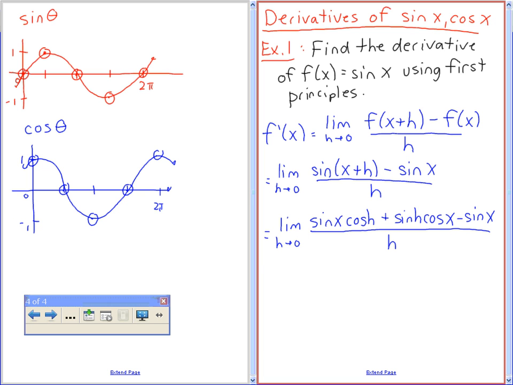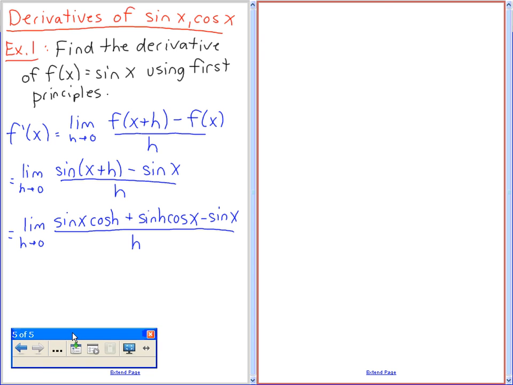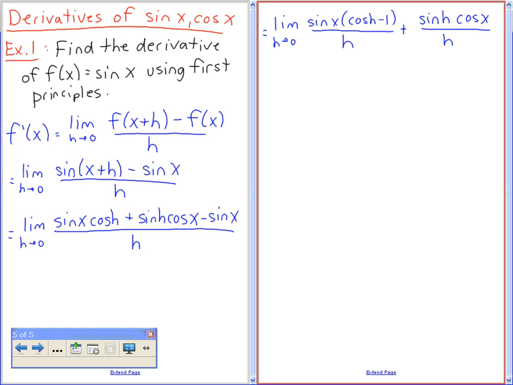Well, there are a few little aha moments here. I have a sine x here. Where else is there a sine x? The first one. So I'm going to try and do some work backward and see what happens. So I'm going to change this to limits, as h approaches 0, sine x times what? Cos h minus 1?